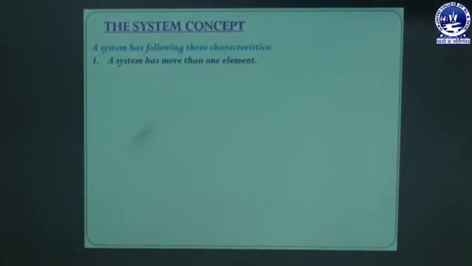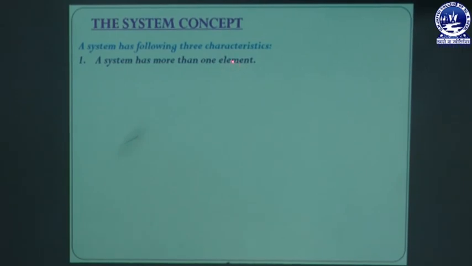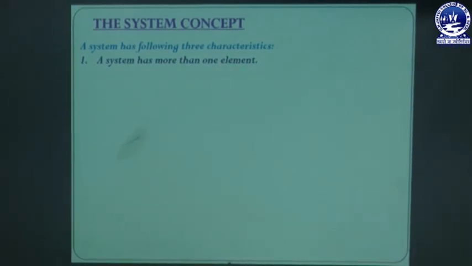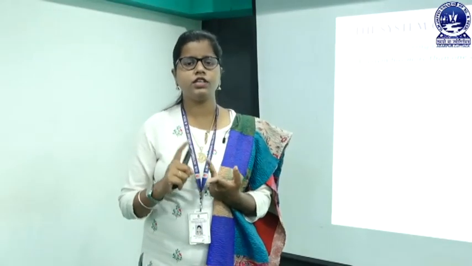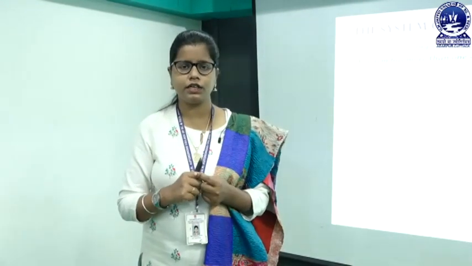The first characteristic of the system is that a system has more than one element. So can we call a computer a system? Yes, because the first characteristic says that a system has more than one element. Our computer also has more than one element. If you count, you can find 5 distinct elements: input unit, output unit, storage unit, central control unit and arithmetic logic unit. So we have 5 different elements. That means the computer is satisfying the first characteristic of the system.